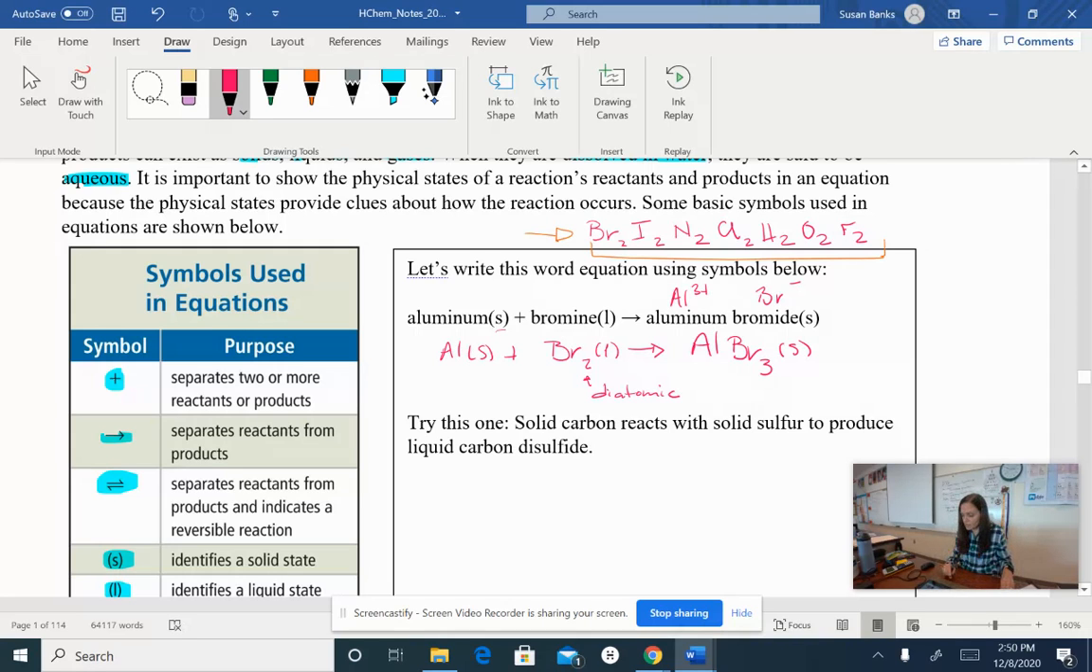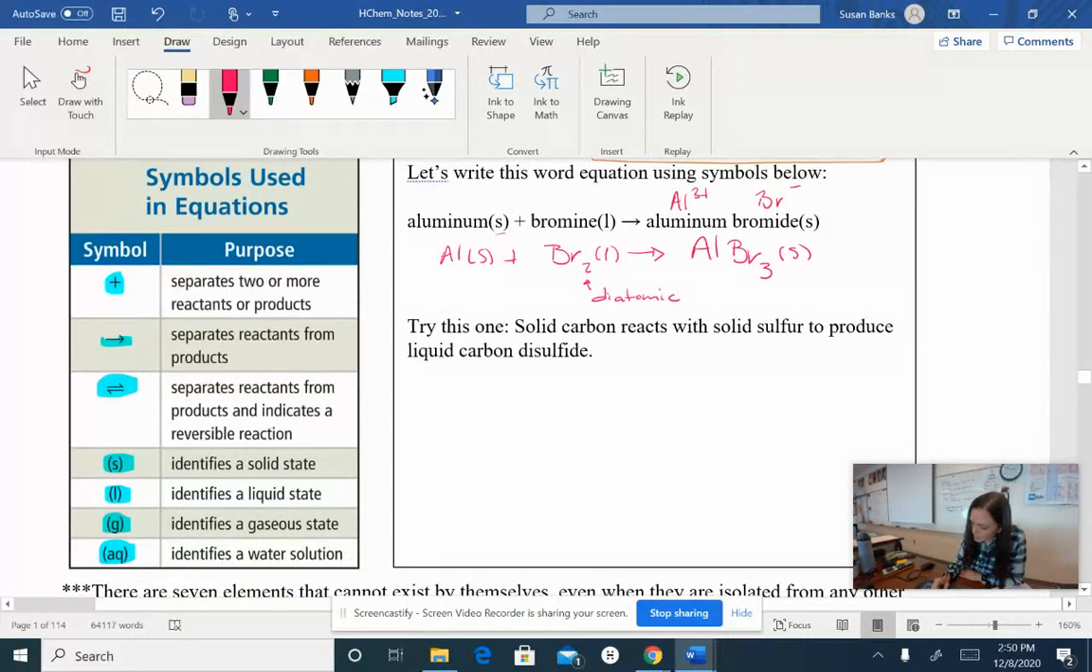Okay, so let's try this one. Solid carbon, so carbon's in the solid state, reacts with solid sulfur to produce liquid carbon disulfide. Di means I've got 2 sulfides. So 1 carbon and 2 sulfurs. And it's going to be in the liquid state.